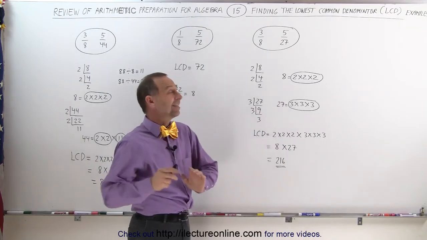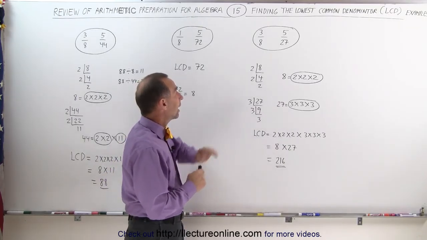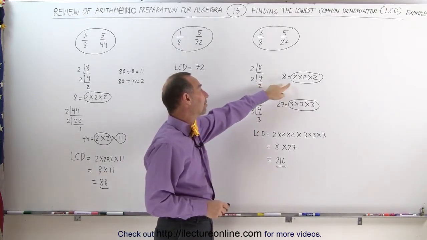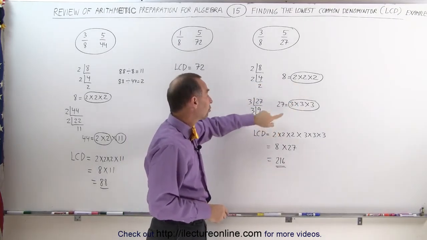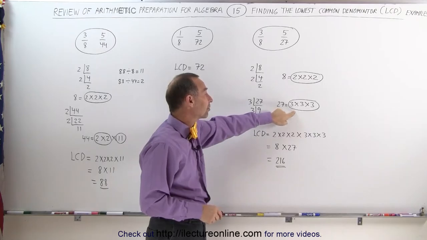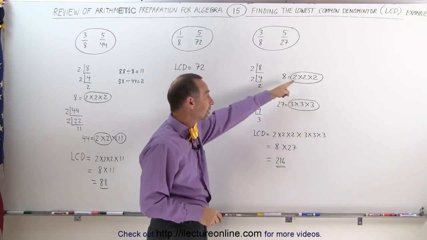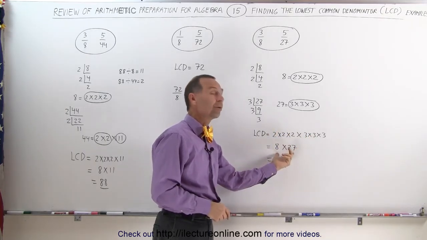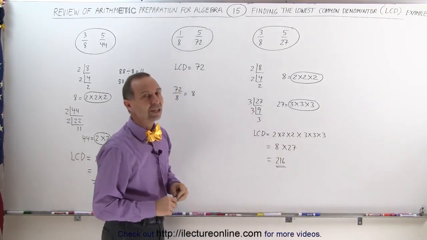Don't worry if you can't see that by looking at it. You simply go ahead through the normal process. You write 8 as the product of its prime factors. You write 27 as the product of its prime factors. Then you realize that, look, they don't have anything in common, so you need all the 2's, all the 3's, which means you're simply going to multiply the denominators together.